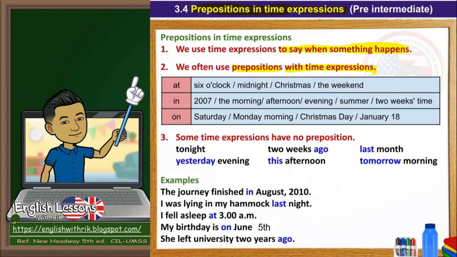Some time expressions have no preposition. Tonight. 2 weeks ago. Last month. Yesterday evening. This afternoon. Tomorrow morning. Here are some more examples.